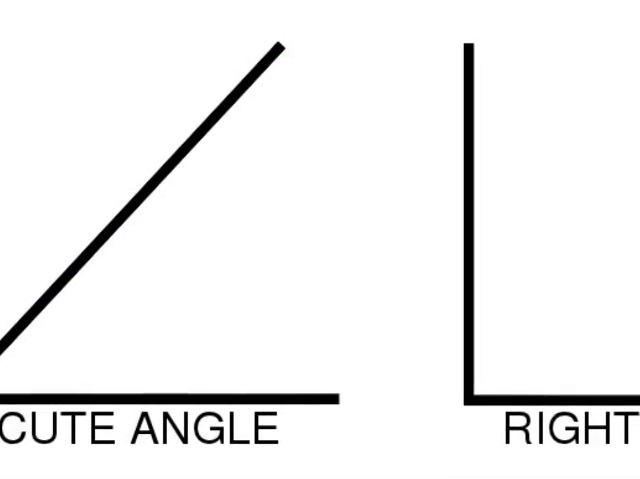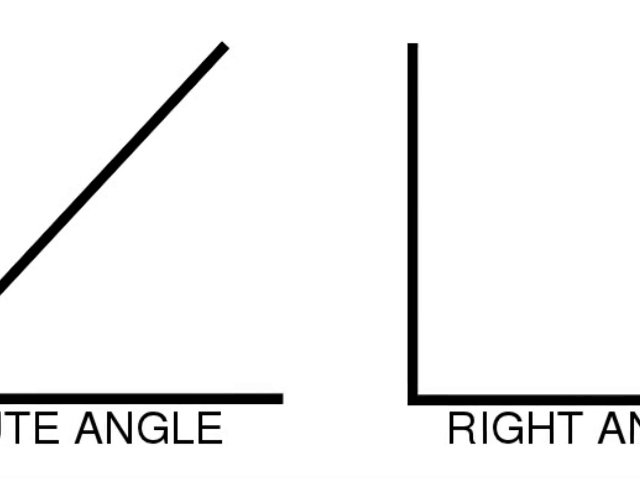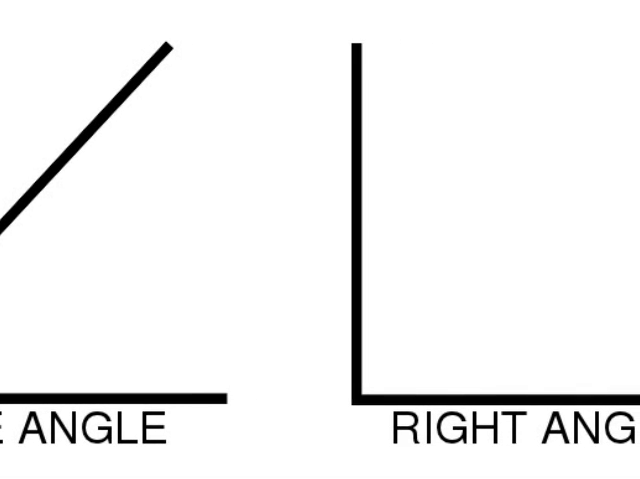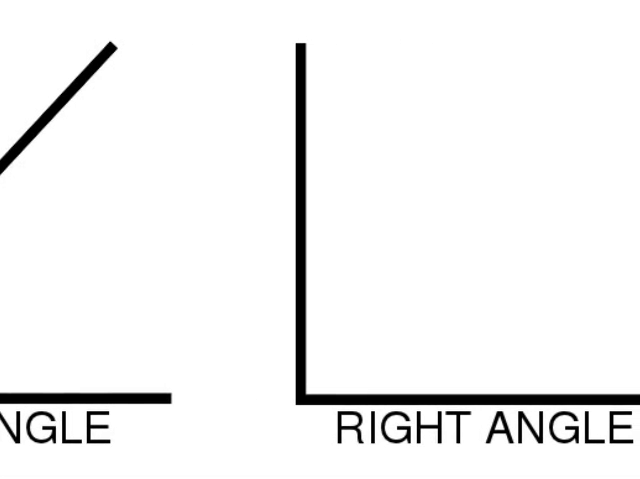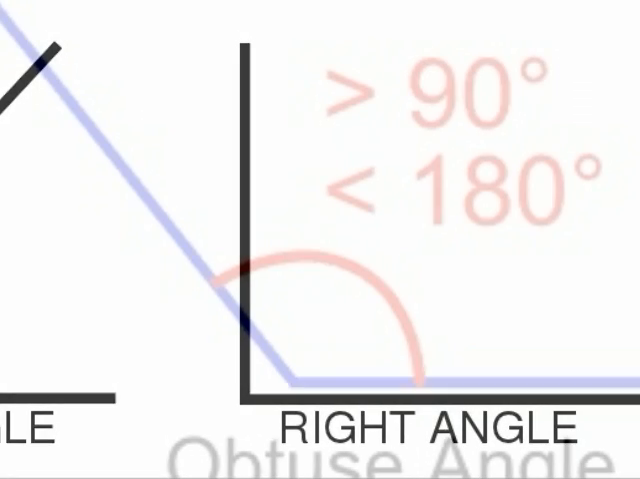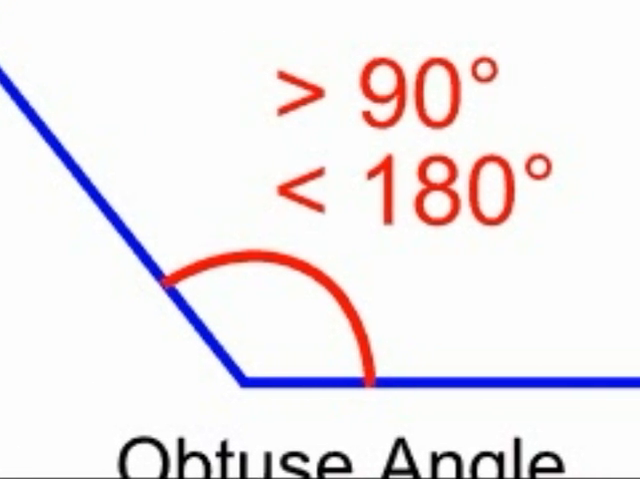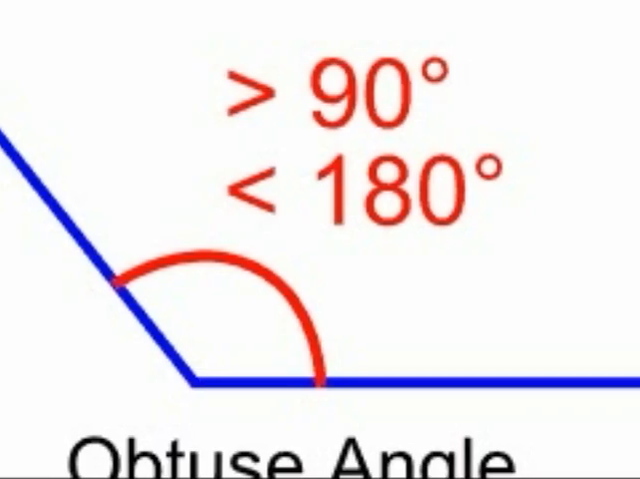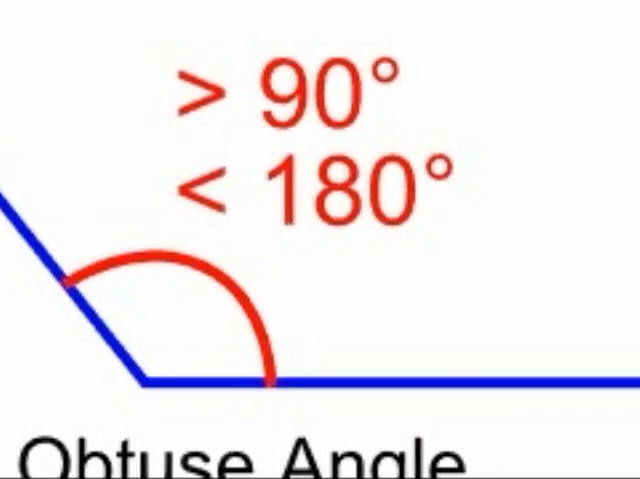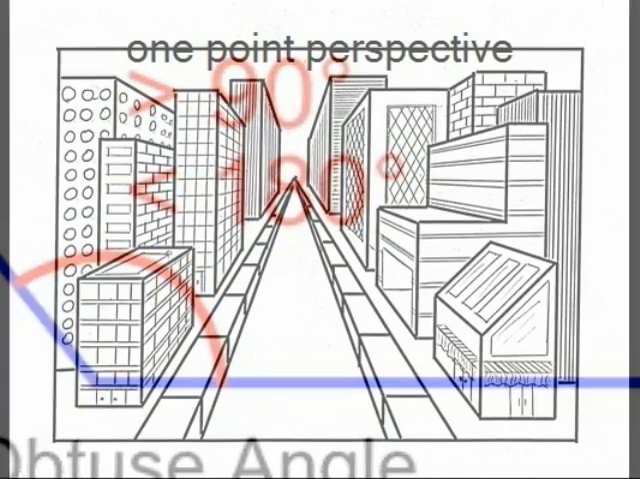An acute angle is any angle less than 90 degrees. A right angle is an angle equal to 90 degrees. An obtuse angle is an angle greater than 90 degrees but less than 180 degrees.